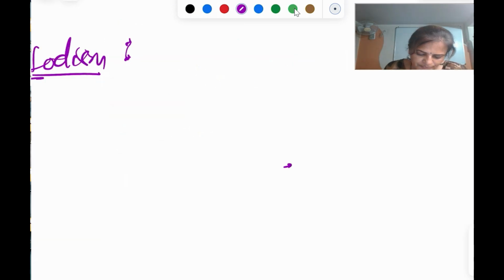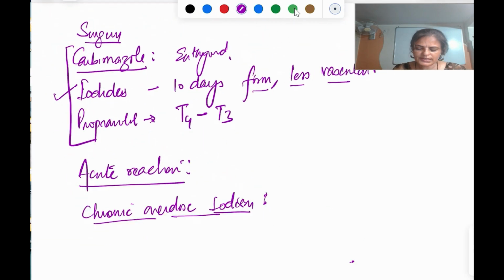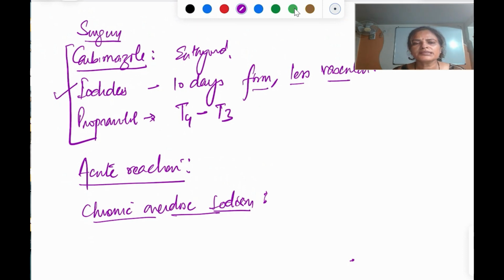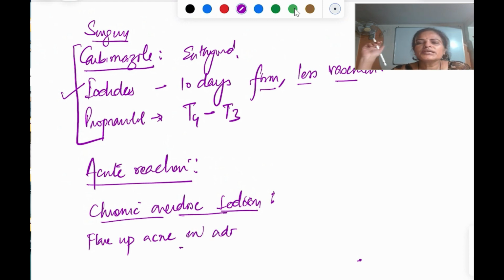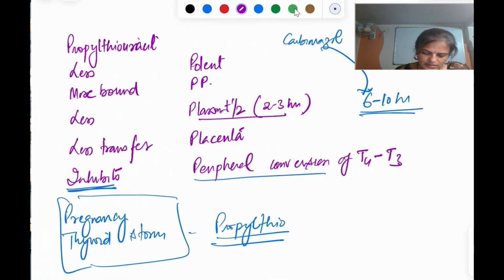And इसमें there will be increased secretion. Increased secretion कहाँ की? There will be lacrimation, sweating, rhinorrhea, and sneezing, and even it is going to flare up acne in adolescents. So these are the side effects with this.